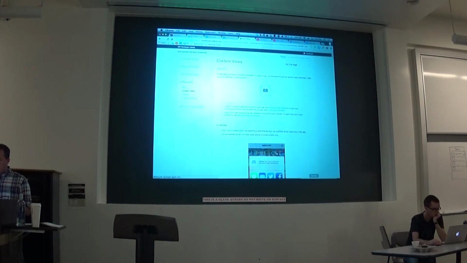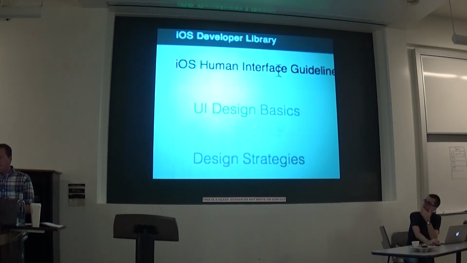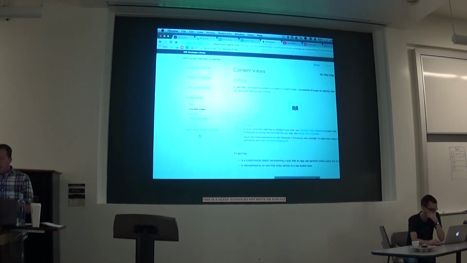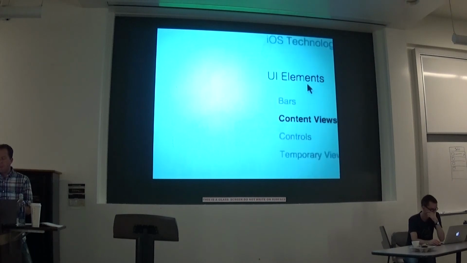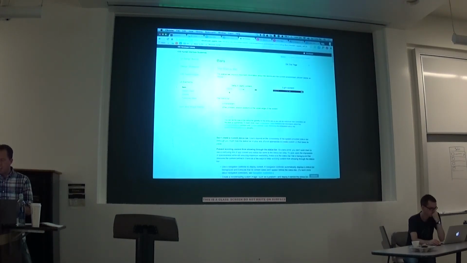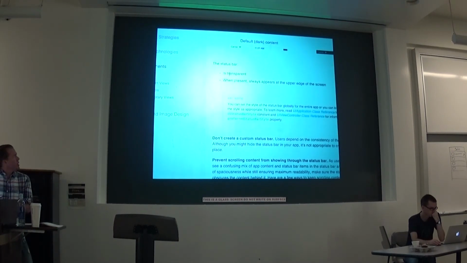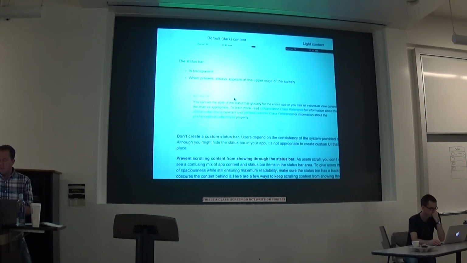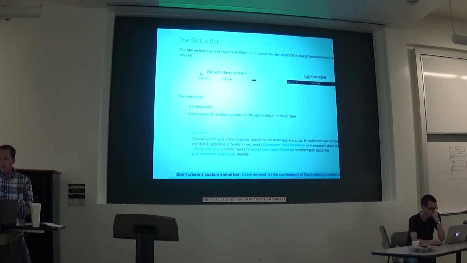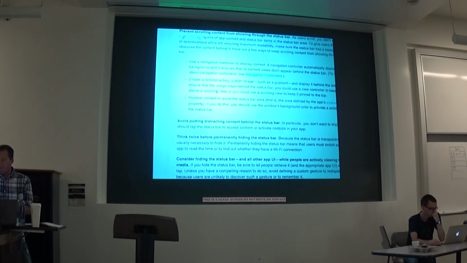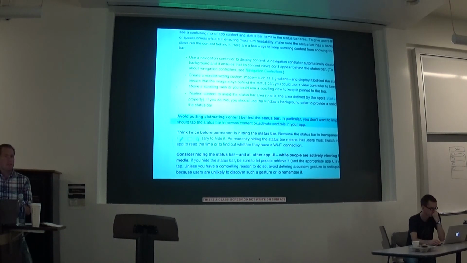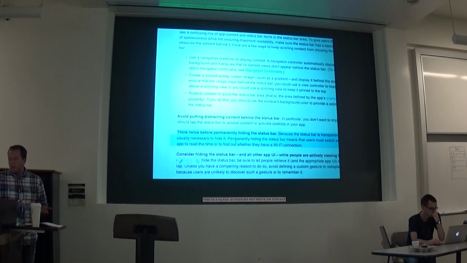So this here is called the HIG, Human Interface Guidelines. It has a section called UI elements. If I go to the bar section, you can read all about the status bar. It says the status bar is transparent. When present, it always appears at the upper edge of the screen. It goes into all the details. Then it says avoid putting distracting content behind the status bar, because nowadays the status bar is transparent lots of times. It says think twice before permanently hiding the status bar.